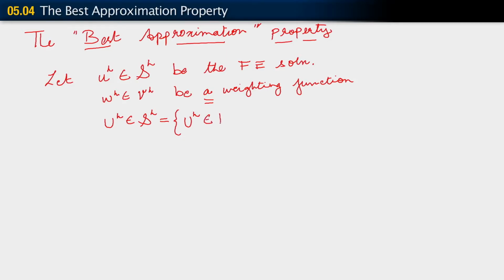belongs to H1 on omega, and Uh satisfies the Dirichlet boundary condition. Let us suppose that we are working with the Dirichlet-Neumann problem. And you know how this would work if we were doing the pure Dirichlet problem. We would have the other boundary condition also in there. Okay, so this is capital Uh.